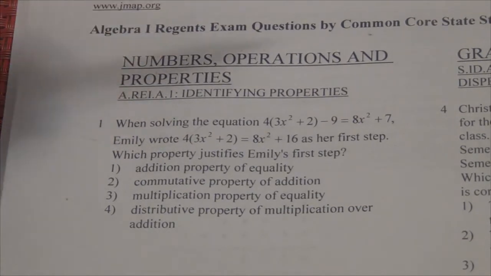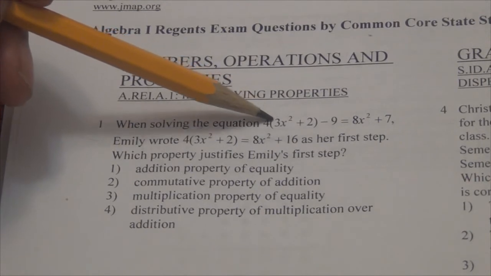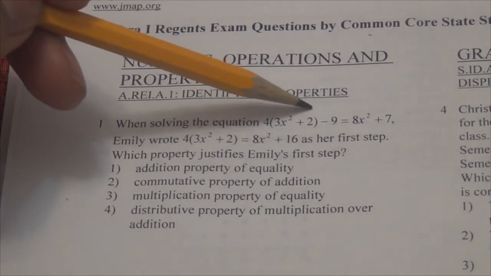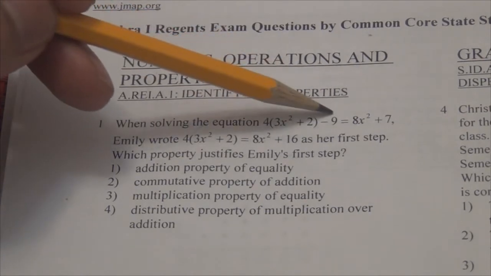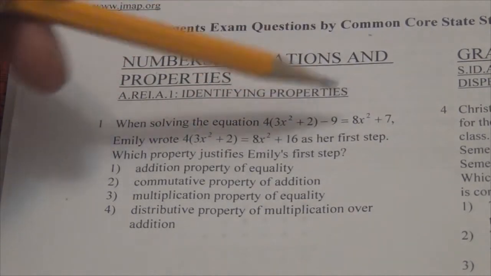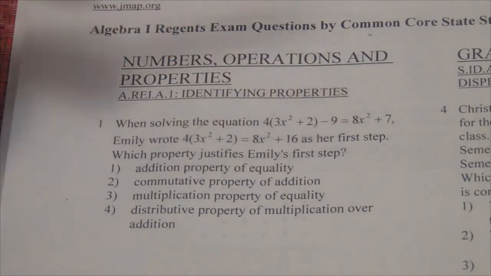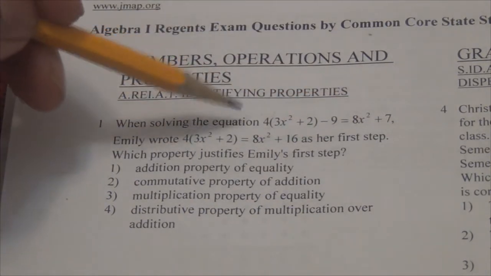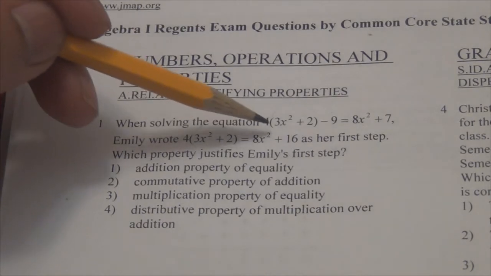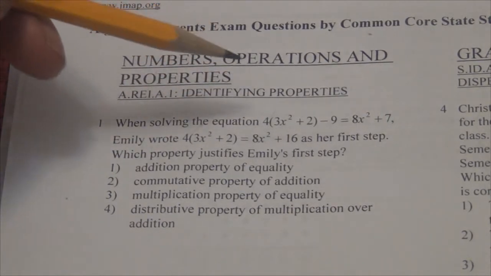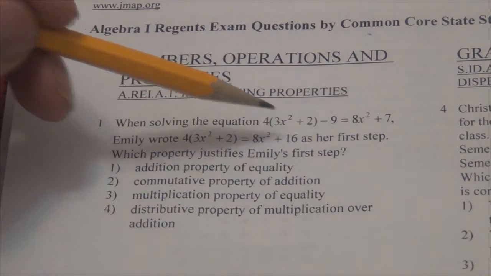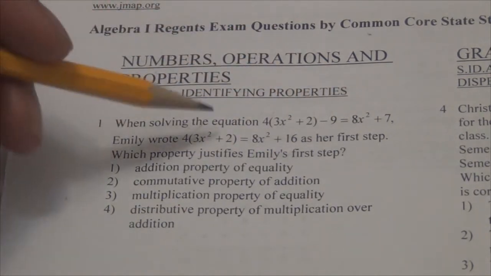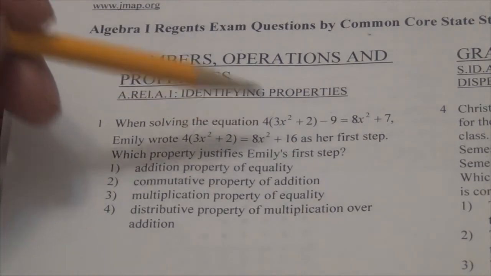When solving the equation 4 times (3x squared plus 2) minus 9 equaling 8x squared plus 7, Emily wrote 4 times (3x squared plus 2) equals 8x squared plus 16 as her first step. So the question is, which property justifies Emily's first step?